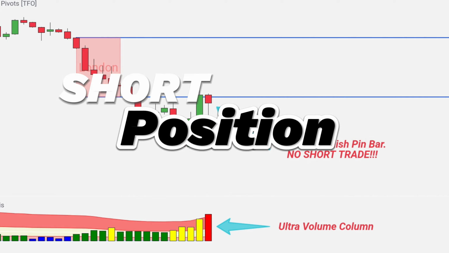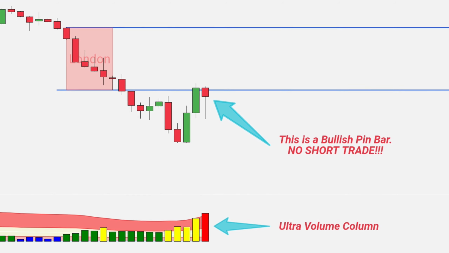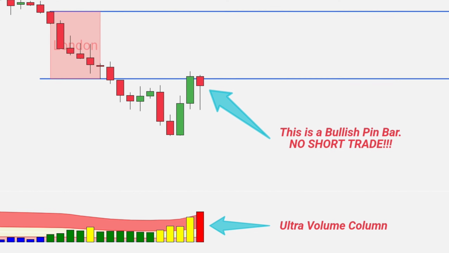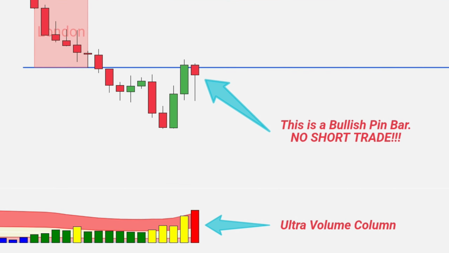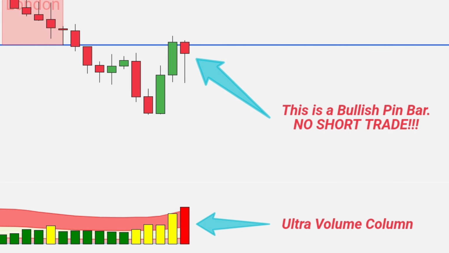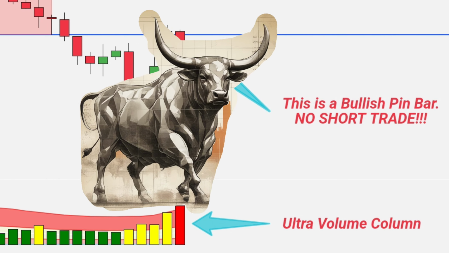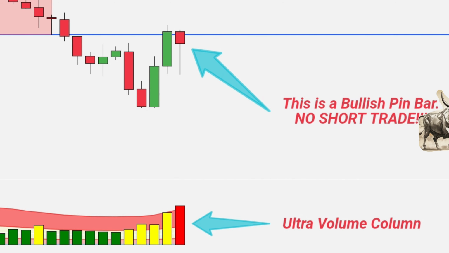Later on, the price makes a retracement move, and we see a red column in the volume analysis indicator. The red candlestick that coincides with this red column is called a pin bar. Despite its red color, this candlestick has a longer wick below the body. The long wick at the bottom of this pin bar still indicates the presence of buyers in the market, making it a bullish candlestick, and therefore, a short position should not be entered.